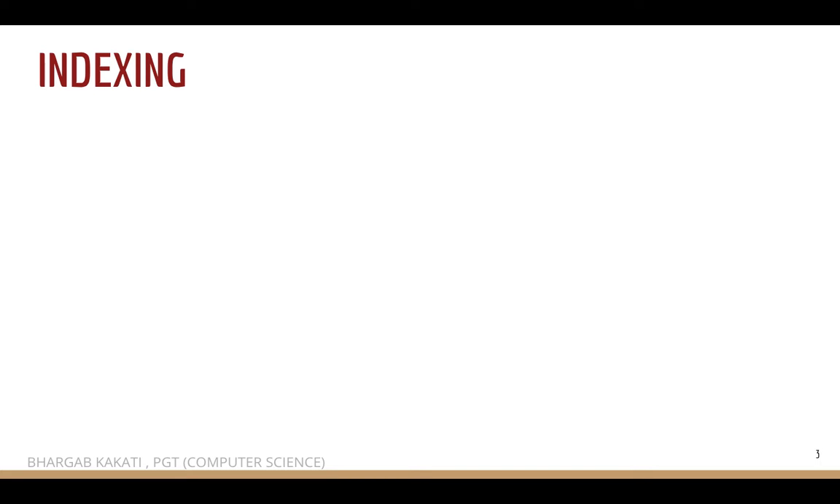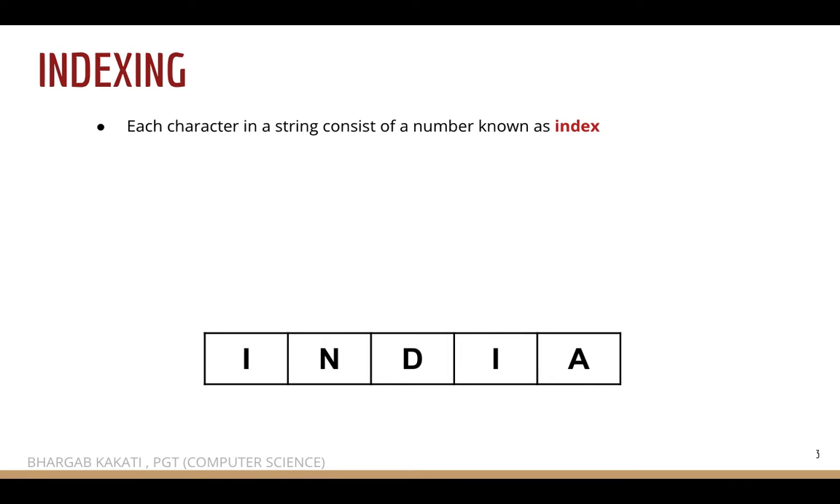Next, in strings we have a concept called indexing. Now what is the meaning of indexing in a string? Each character in a string consists of a number. That number is known as its index. For example, if I consider the string India, see the length of the string. Length of the string means how many characters are there in the string India. If I count I-N-D-I-A, there are 5 characters in the string India. So the length of the string is 5, and each character of this particular string, or any string, will consist of a number. That number is known as the index.